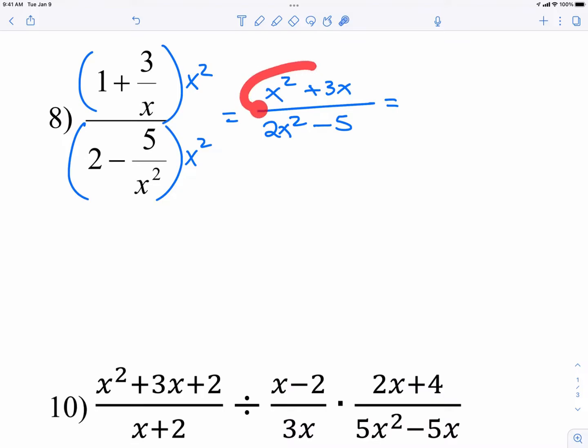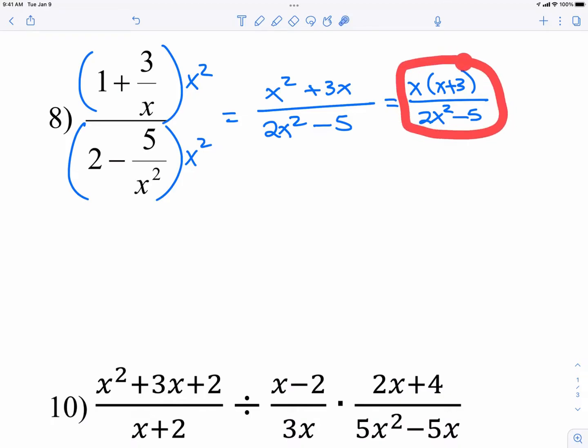We can then factor an x from the numerator, so that would be x times x plus 3 all over the same denominator. There's nothing left to factor and nothing left to cancel out, so that's our final answer.